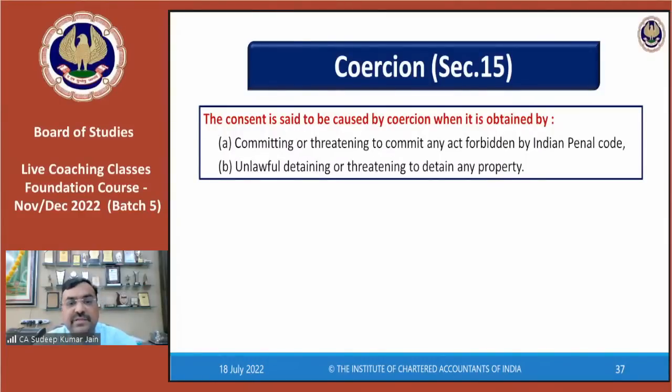The consent is said to be caused by coercion when it is obtained by committing or threatening to commit any act forbidden by the Indian Penal Code. In the Indian Penal Code, all the crimes, all the acts which are considered as crime in the law, are mentioned, IPC. Second is unlawfully detaining or threatening to detain any property. Unlawful holding or threat to hold any property is called coercion.